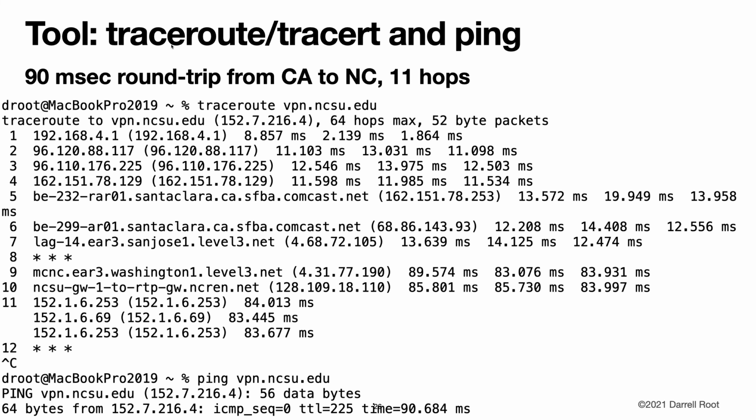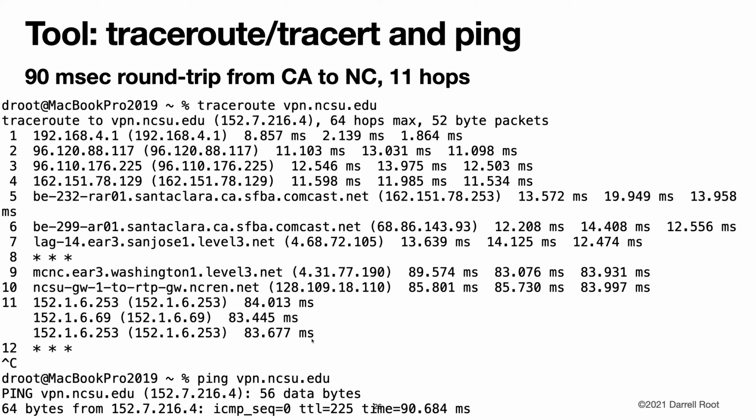Here's a trace route from San Jose to North Carolina. It's 11 hops. It has a round trip time of approximately 83 milliseconds. Traceroute sends 3 packets with a time to live set to 1, and then 3 packets with a time to live set to 2, and then 3 packets with a time to live set to 3, and so on, and processes the ICMP error messages that come back.